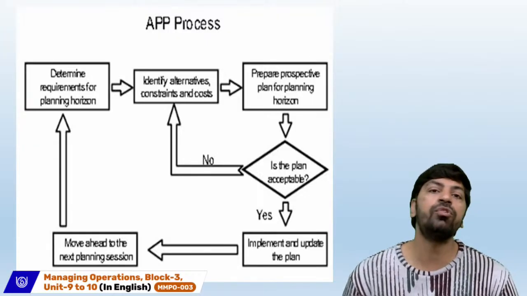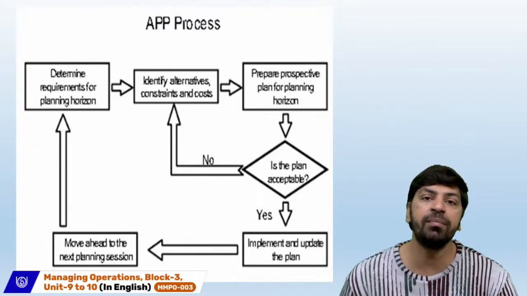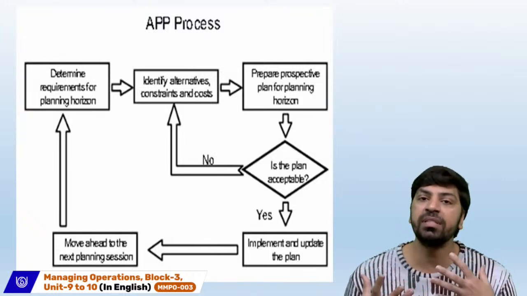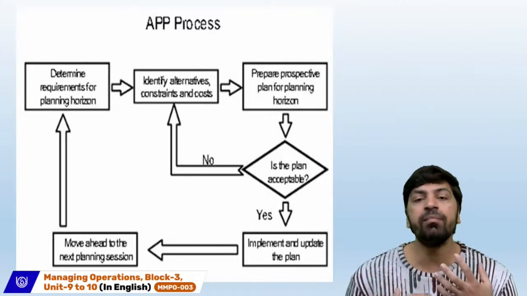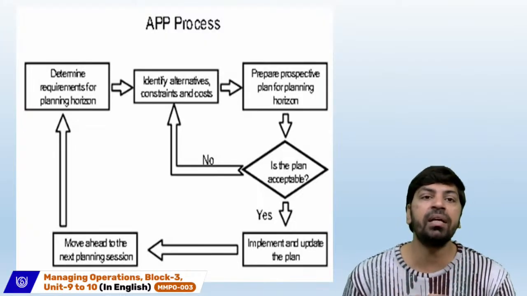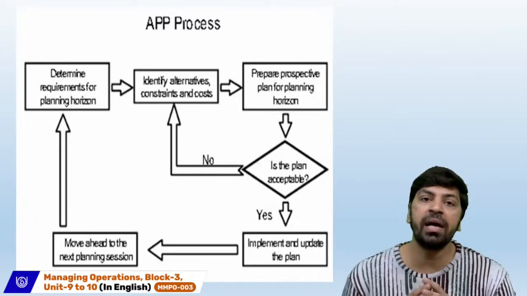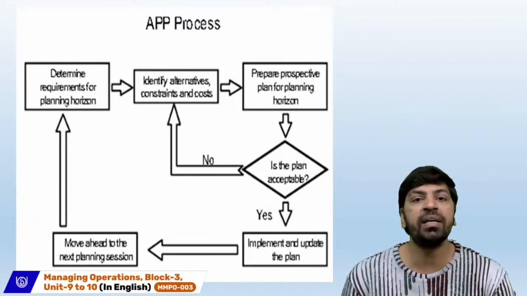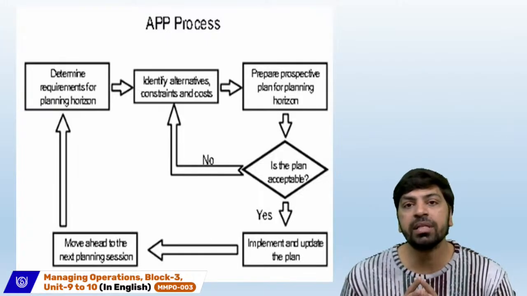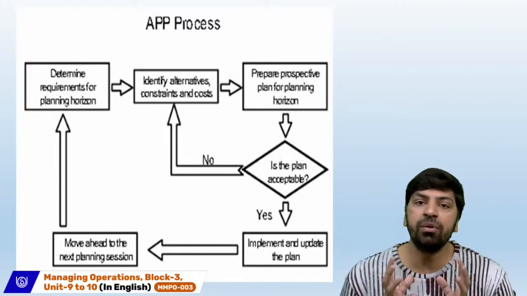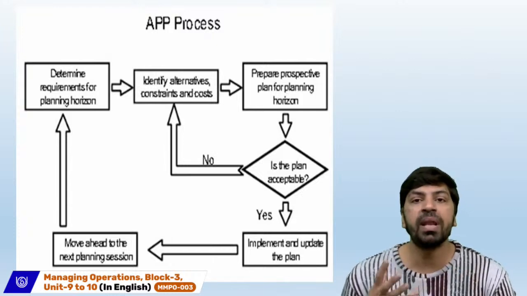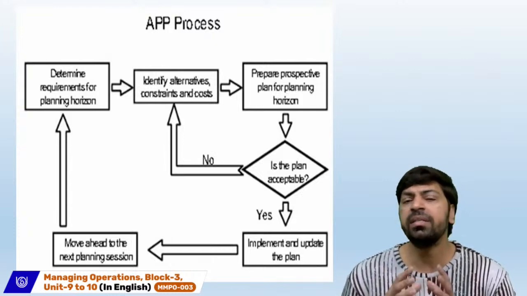And so this is the flow chart of the aggregate production planning process, where you can say there are 5 steps, and accordingly you can mark the question and whether it's yes or no. So first, determine the requirements for the plan, then the next step is to identify the alternative options. Then the next process is to look up the planning process perspective plan. Then, is the plan acceptable?